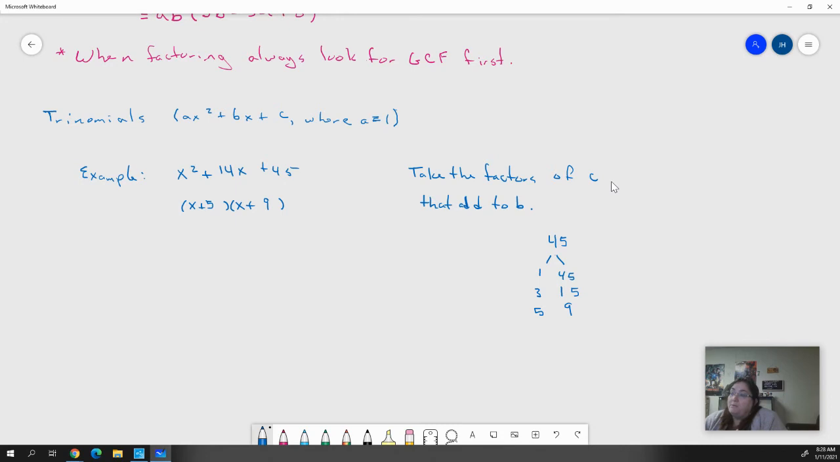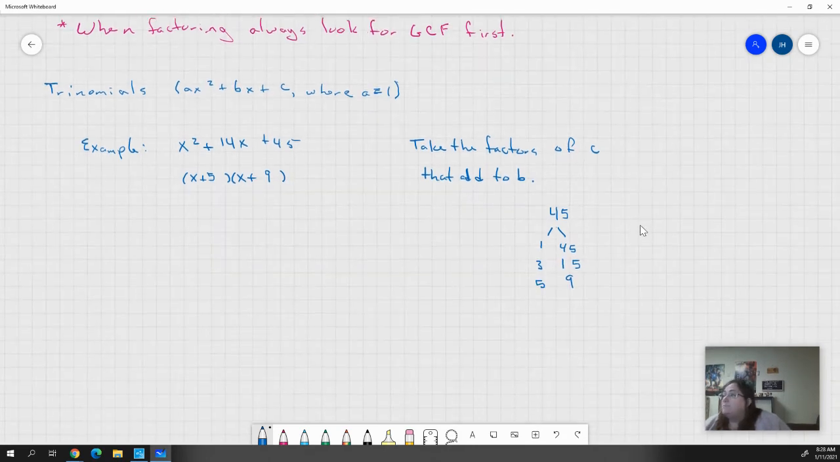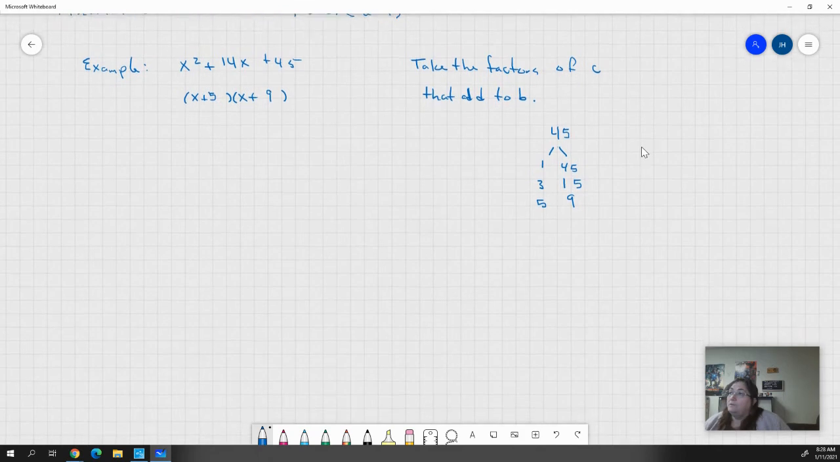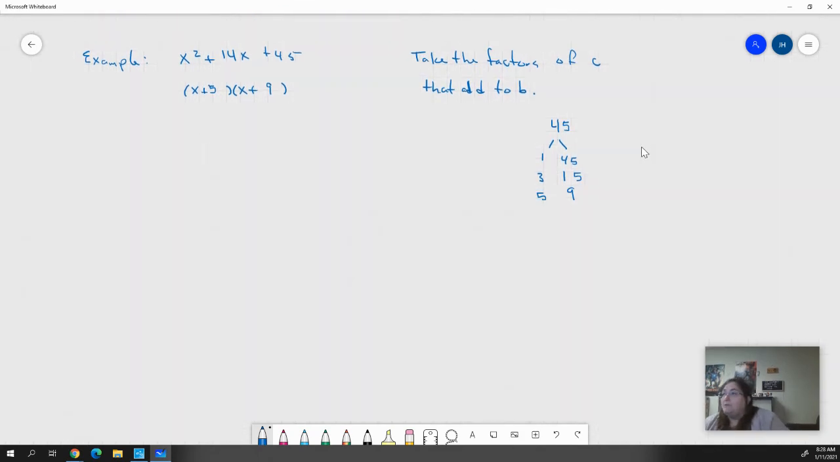Will we always be able to use this factoring method? No, we won't. There'll be times when it's just too difficult to do it this way and we'll wind up having to use the quadratic formula. We're going to build our way up to that. In our next example, we're going to be dealing with a negative number.